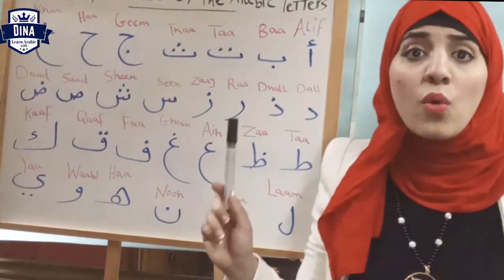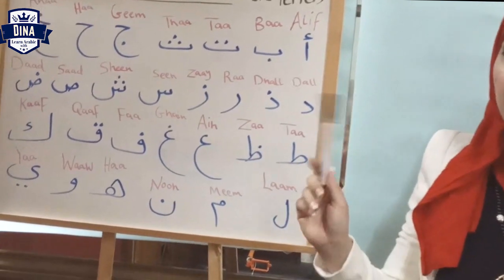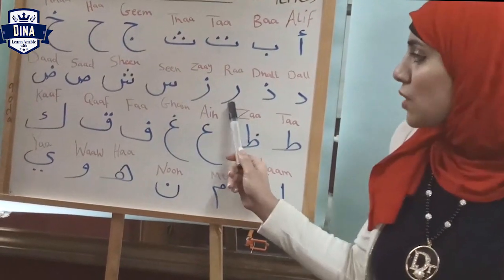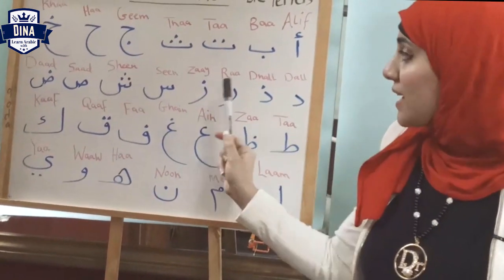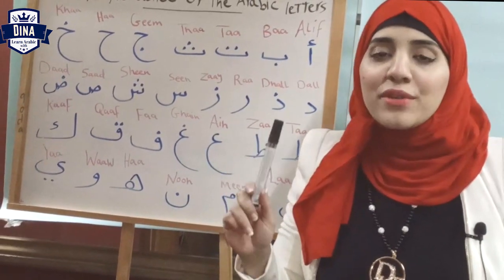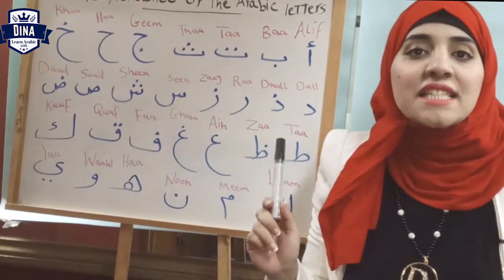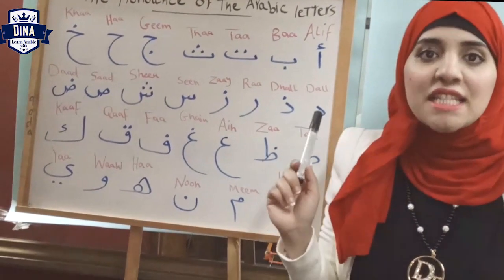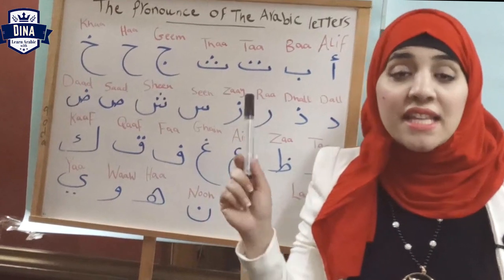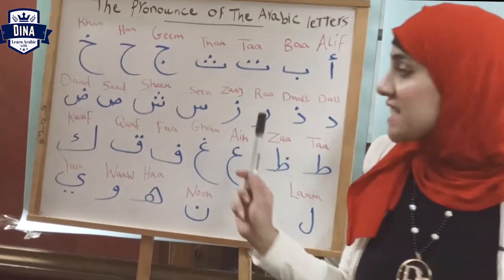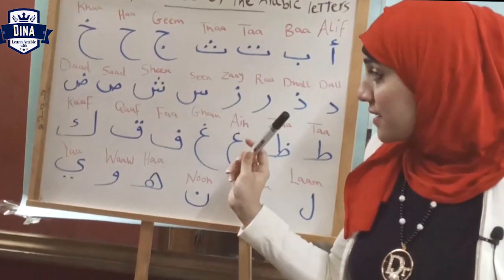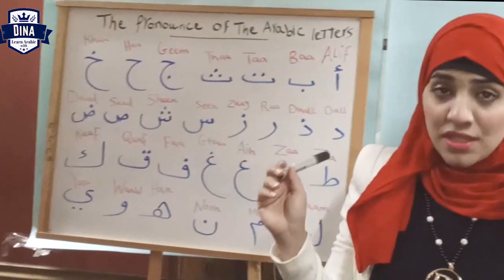Ra sound in Arabic equals R in English, when I say run. Run. The next sound in Arabic is like the B sound, and it also equals the Z sound in English, when I say zero. Zero. When you see this letter, remember two things.